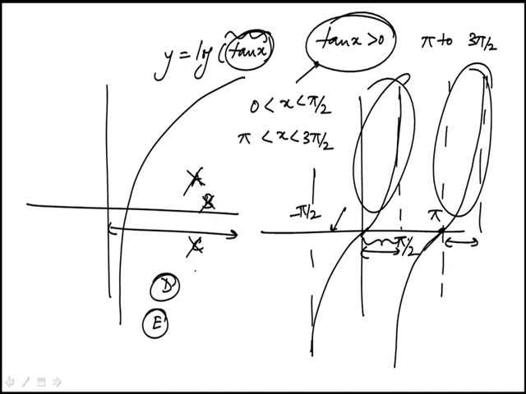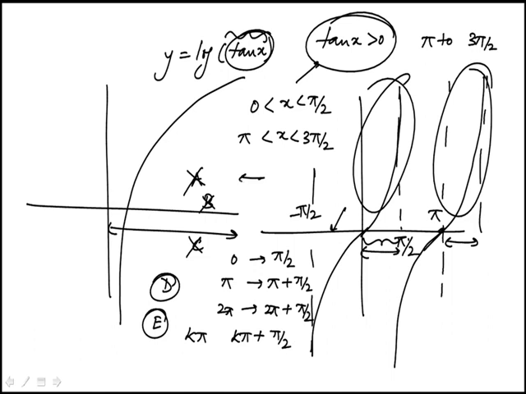And you will see that we're looking at 0 to pi over 2. Then we have pi to pi plus pi over 2. If you go another pi, it's going to be 2 pi to 2 pi plus pi over 2. And you start to see the pattern that the domain is going to be k pi to k pi plus pi over 2 for all integers k on both sides. And the answer is D.